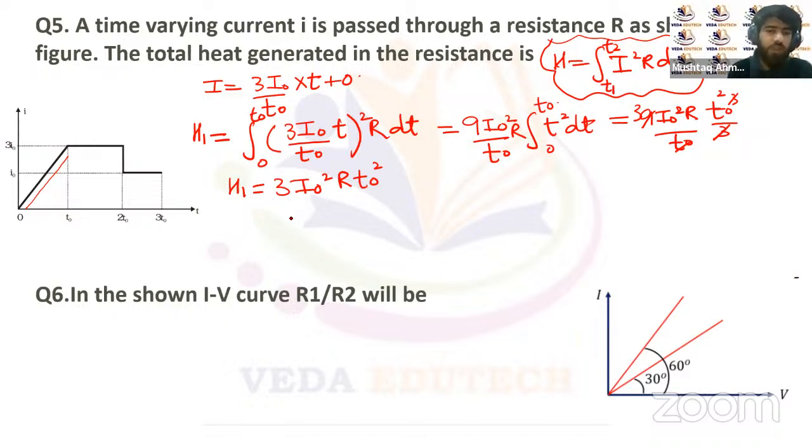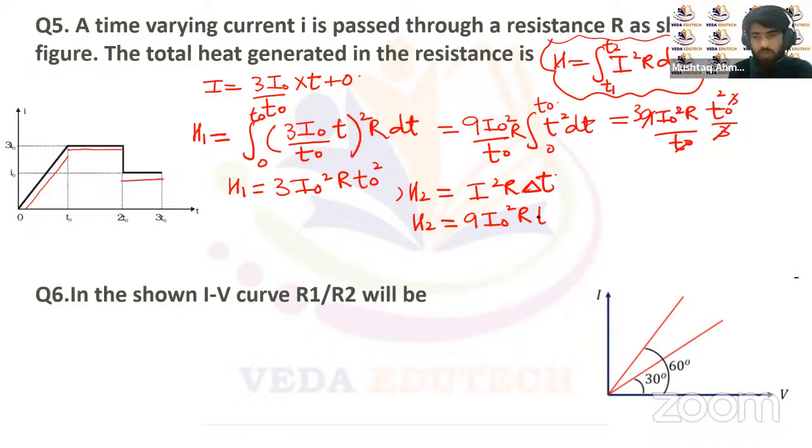Now calculating the value of H2. So H2 will be I square RT, and because here the current from T naught to 2T naught is constant current, and again from 2T naught to 3T naught the current is constant, so H2 heat will be I square R delta T. So H2 here will be, the current will be 3 I naught square, that will be 9 I naught square R delta T, 2 T naught minus T naught, that will be T naught.